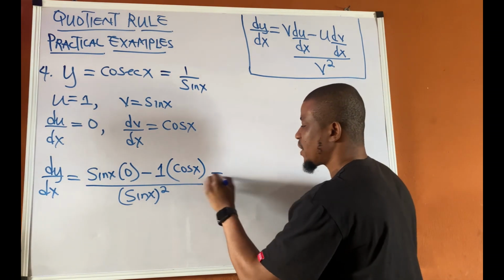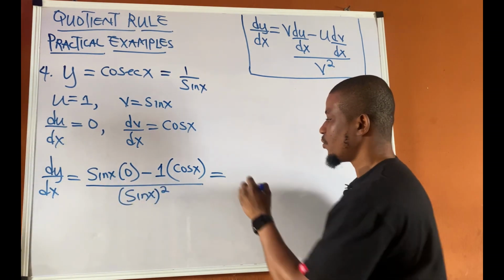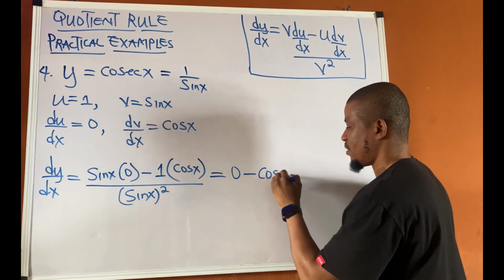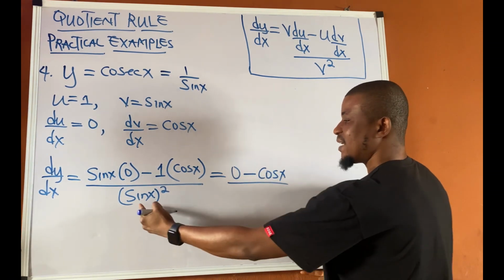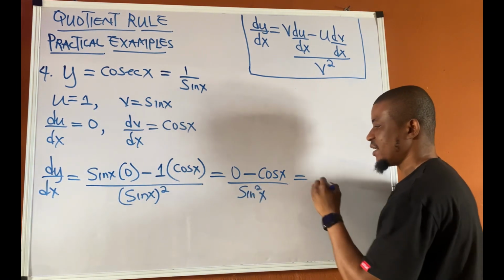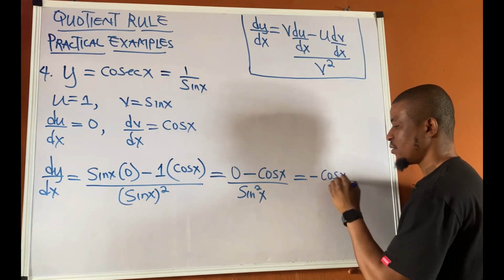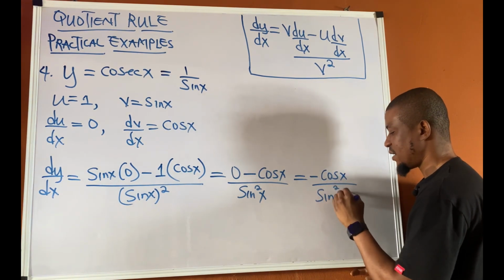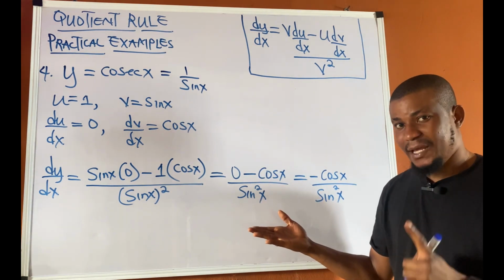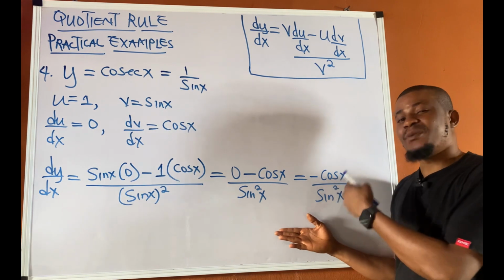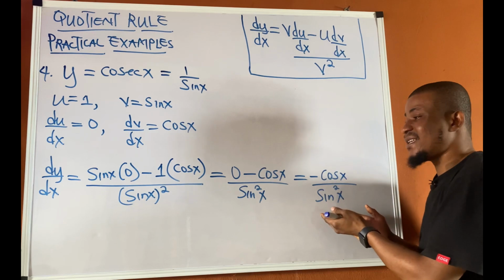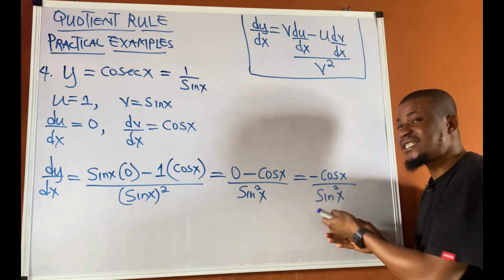Alright, and then I'll keep on simplifying this. Sine x times 0 is 0. And then minus 1 times cos x is minus cos x, yeah? And then sine x raised to power 2 is sine squared x. This will give me negative cos x over sine squared x. But like I said, pay attention to this. It is important we try as much as possible not to keep our dy/dx, our final answer, in its basic forms.